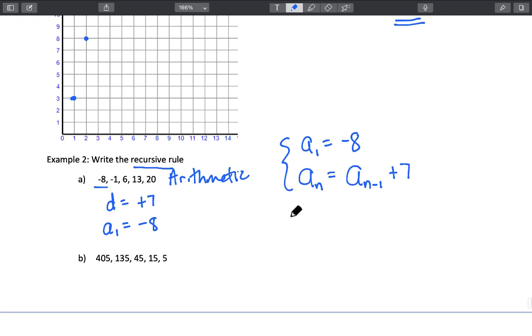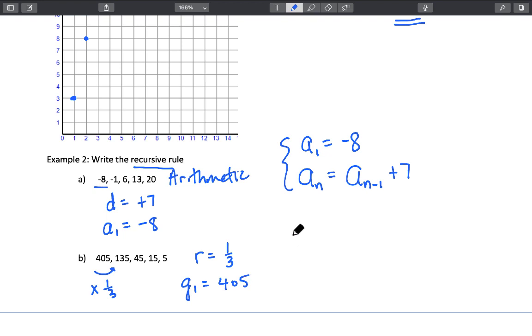Next, we're going to do a recursive rule for the geometric sequence. So we see 405, 135, 45, 15, and 5. What's happening here is between each term, we are multiplying by 1/3. So our common ratio is 1/3. Our first term, which again can be found by just taking a look at your position numbers, is 405.